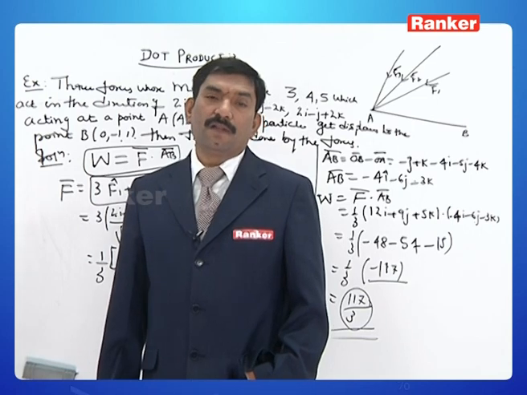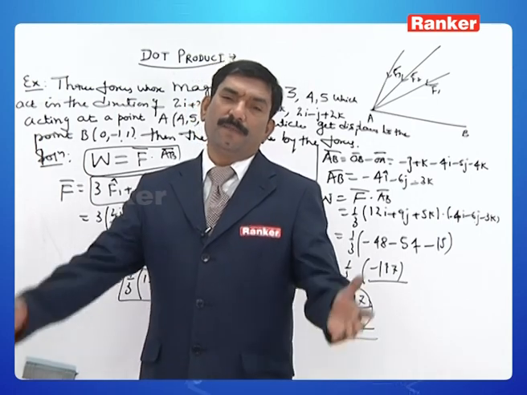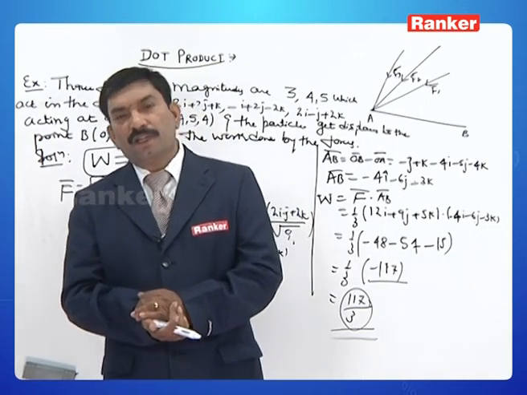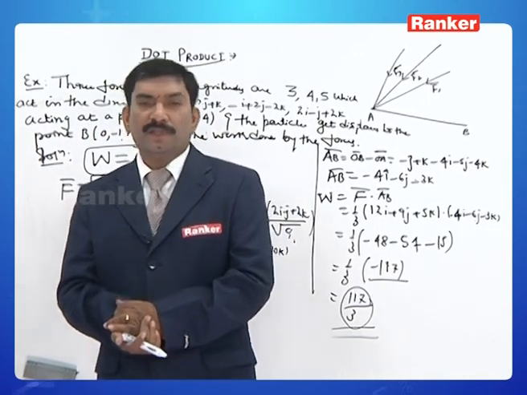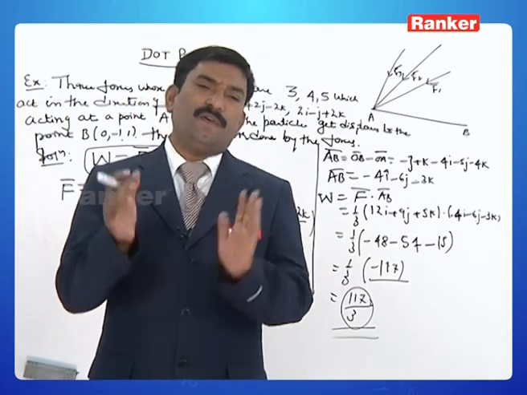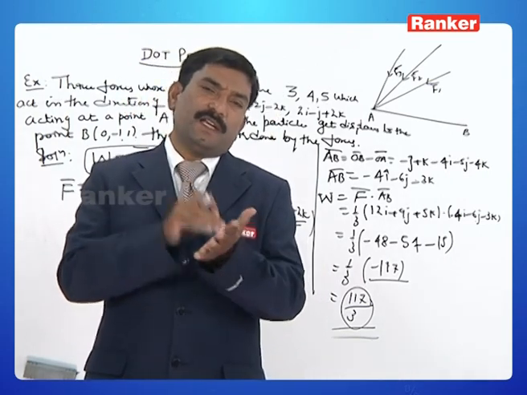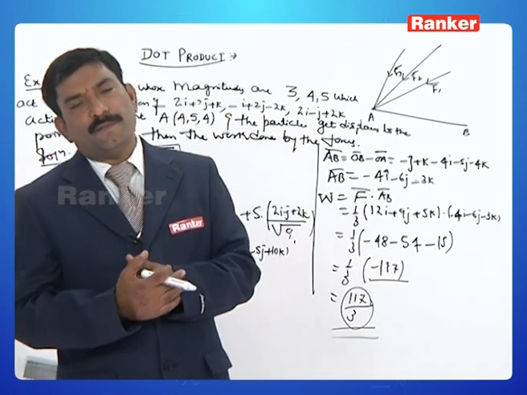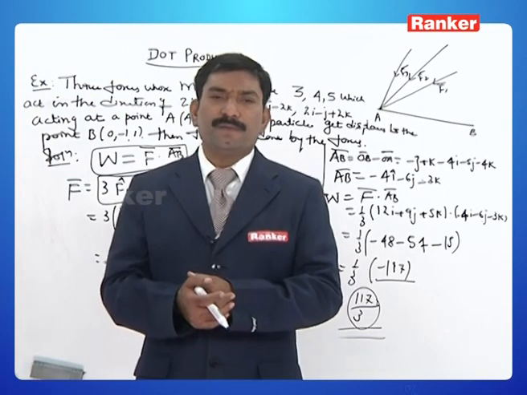One is work done by the single force F bar dot AB bar. Now the second example is work done by the cluster forces. Cluster forces means one or more forces. In that case, the sum of all the forces will be acting at that point. Then the sum of the forces dot the displacement AB bar gives the work done by the forces.